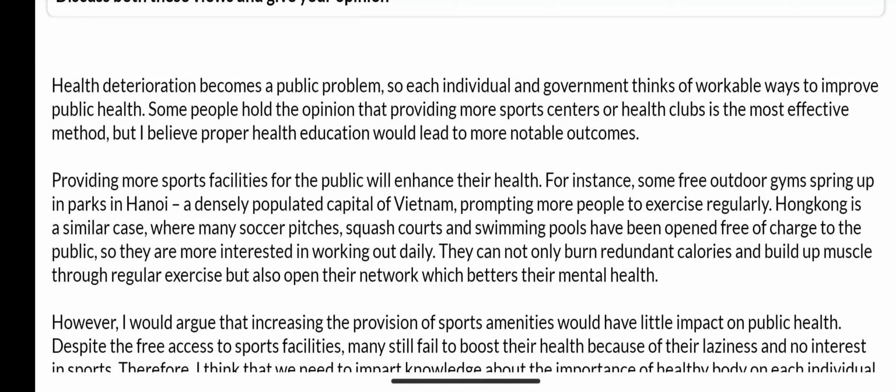Health deterioration becomes a public problem, so each individual and government thinks of workable ways to improve public health. Some people hold the opinion that providing more sports centers or health clubs is the most effective method. But I believe proper health education would lead to more notable outcomes.